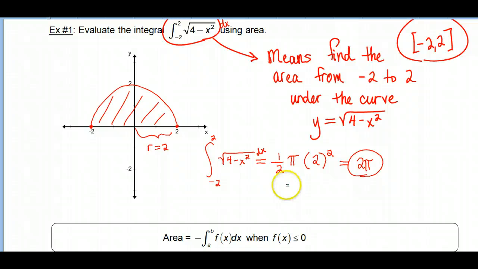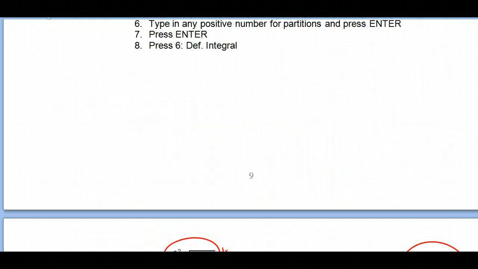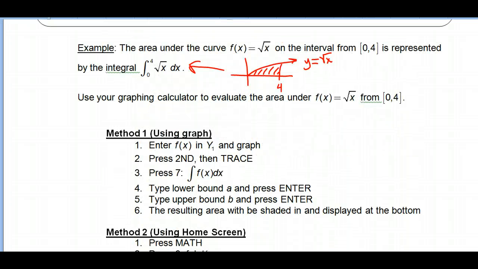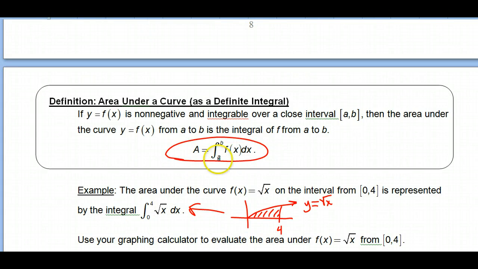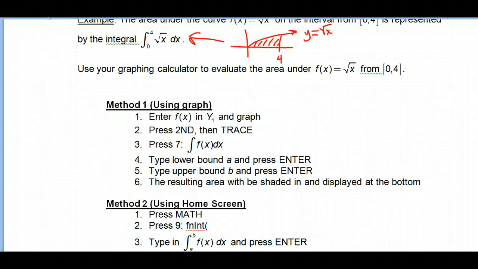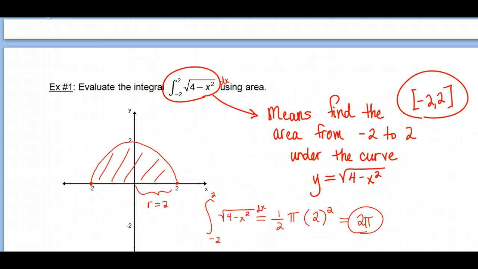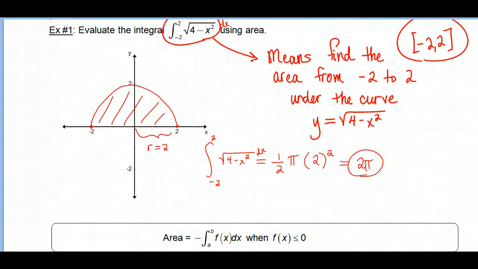So what it's saying is take the antiderivative. In other words, I said above here that the integral is represented by the area under the curve. So is 2 pi our answer? Is that the final answer? That's the final answer. You're done.